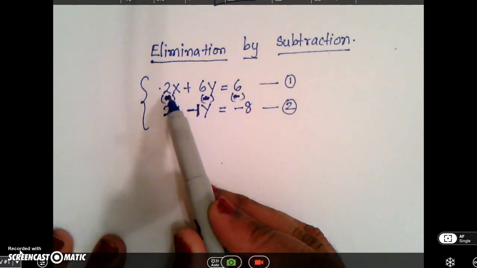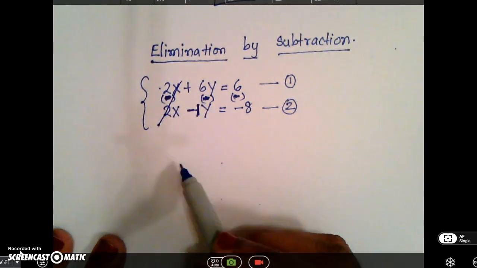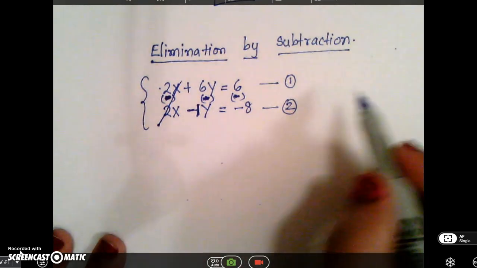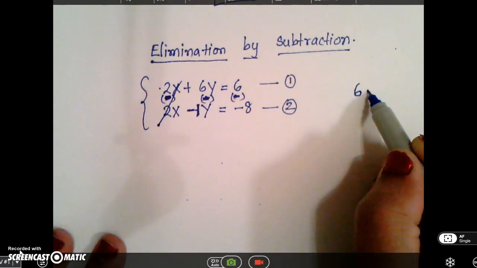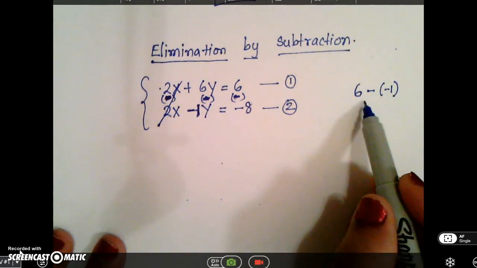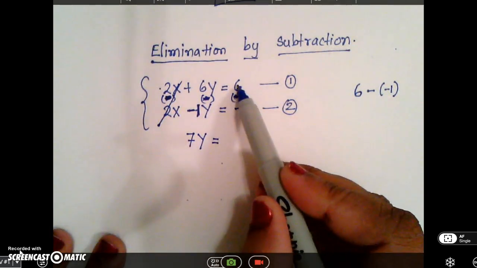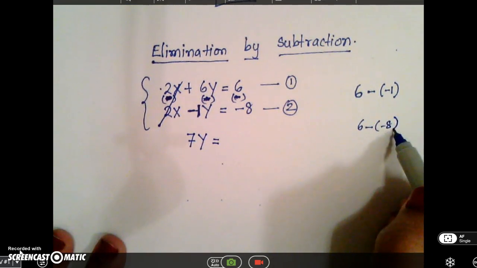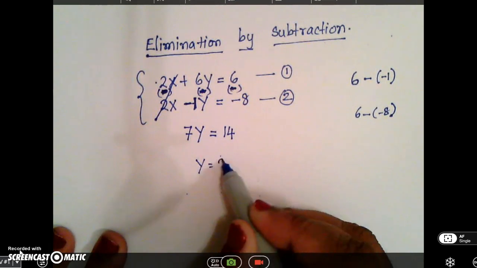Okay, so when I subtract, 2x minus 2x is going to eliminate that variable totally. 6y minus negative 1y. This is where you need to be really good at integer addition and subtraction. 6 minus negative 1 is going to make it 7y equals 6 minus negative 8. 6 minus negative 8 is going to make it 14. So y will be equal to 2.